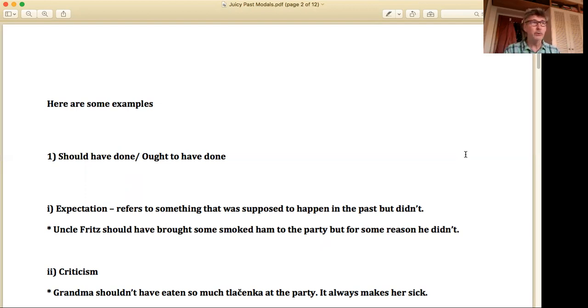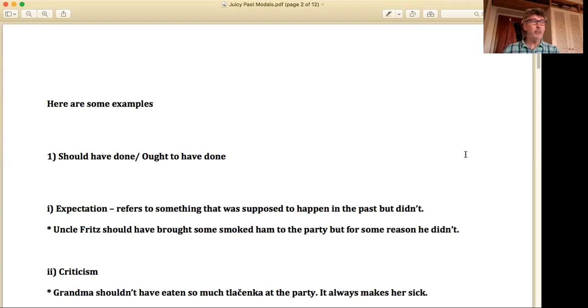Very similar to the expectation we use when we have an expectation in the present or future: it should be a good party. It should have been a good party. So what's the difference between it should have been a good party and it should be? Should have been means that the party is over, is finished, and it wasn't good.